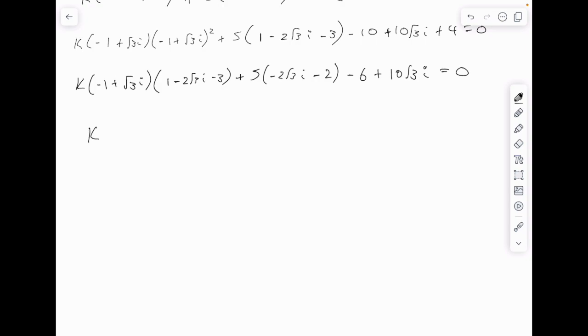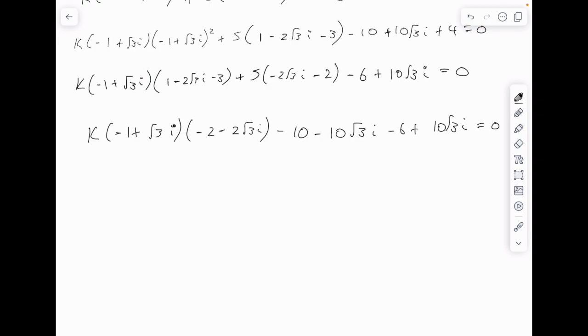Let's get k. You can skip this bit, this is a bit boring, this is just going through it. Negative 1 plus root 3i. Negative 2. Minus 2 root 3i. Minus 10 root 3i. Minus 6 plus 10 root 3i. That's going to equal 0, guys.